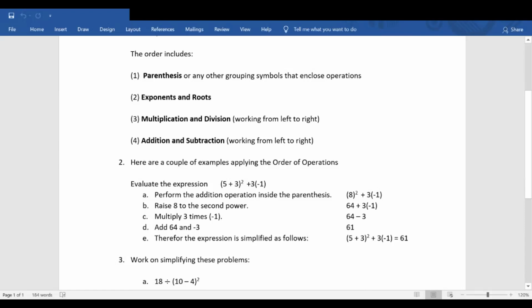And so the second thing you do is you go down to your exponents and roots. In this case, there's an exponent. It becomes 8 to the second power. 8 to the second power is 64. So now it's 64 plus 3 times minus 1. The third thing you do is you multiply the 3 times the minus 1. And then the fourth thing you're doing is adding. Okay? So you're doing this based on these rules. This is the order of doing these things.